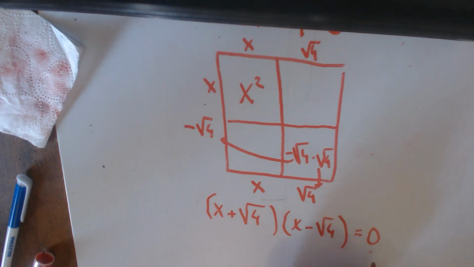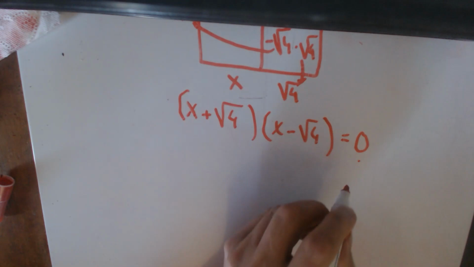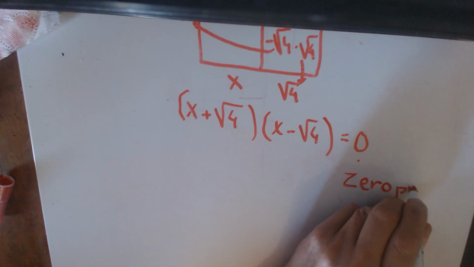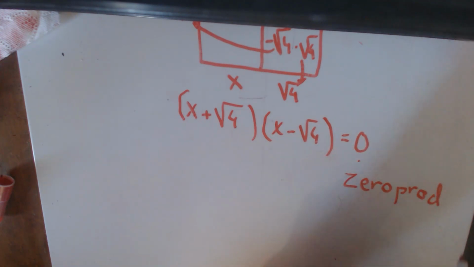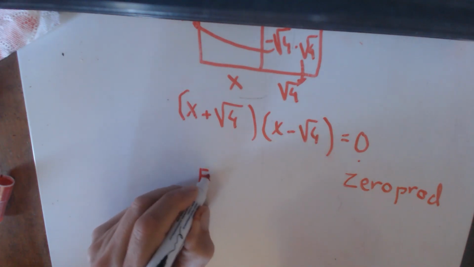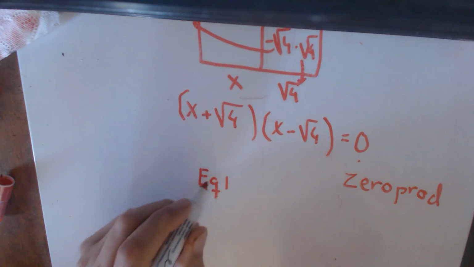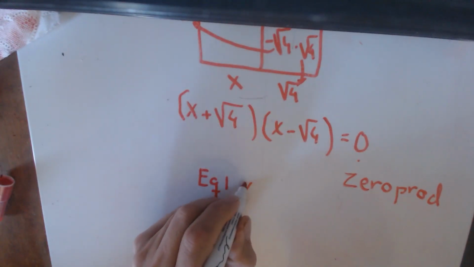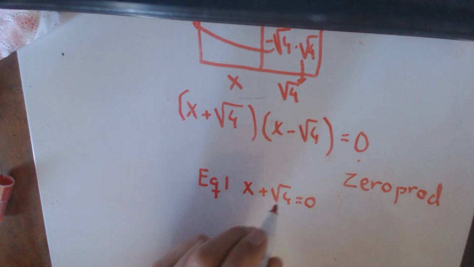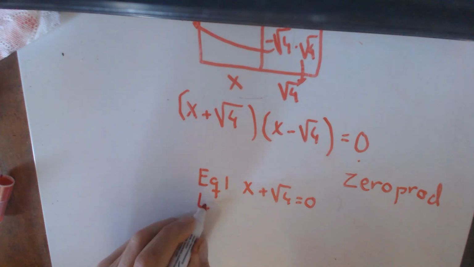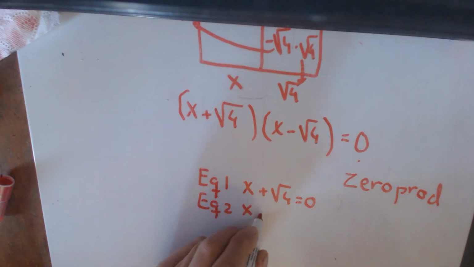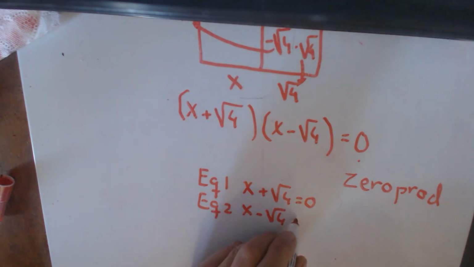And you have the 0. You have the zero product. Equation 1: x plus square root of 4 equals 0. Equation 2: x minus square root of 4 equals 0.